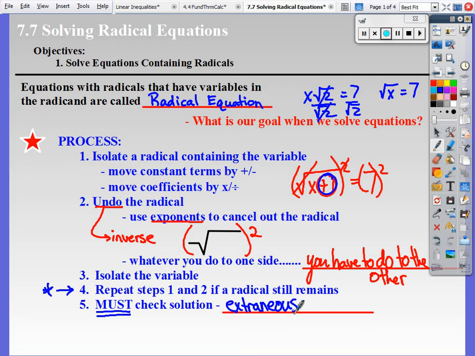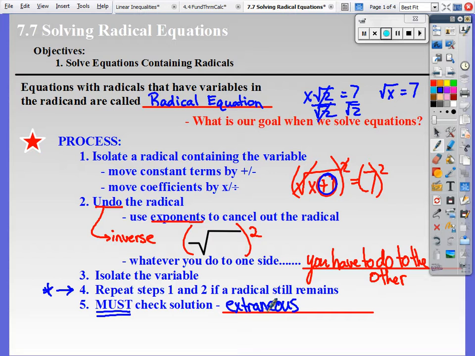And remember, extraneous solutions are solutions where you haven't done anything wrong as a student, but the problem just doesn't work. It gives you an undefined value, or in our case, a lot of times, it'll give you an imaginary value when plugging it back in. It just doesn't work. So make sure to check your answers when you're done. But those are the steps.